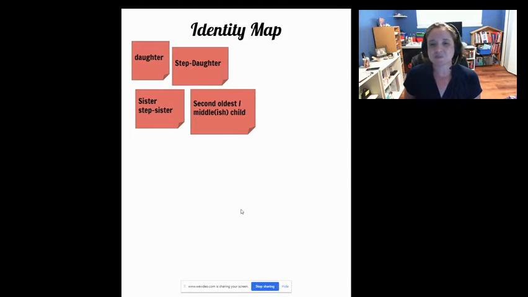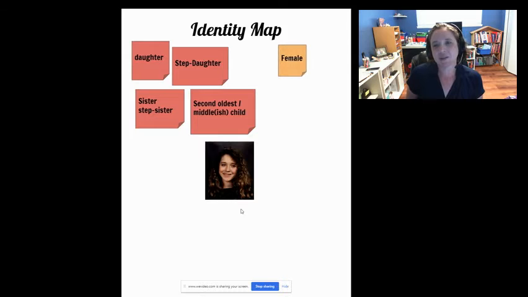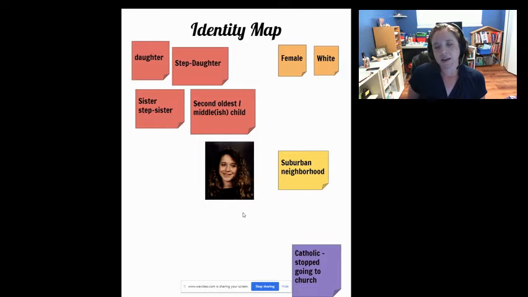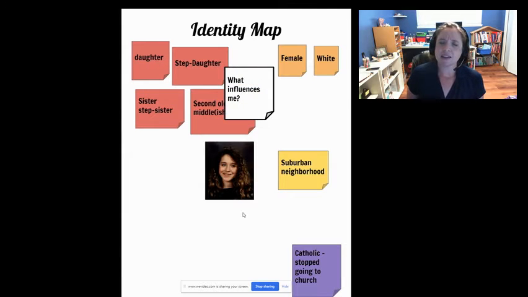And then I was also thinking that I identify as female and white. And I grew up in a suburban neighborhood, actually just across the river in Milwaukee. I'm Catholic. I was raised Catholic, but by middle school, we stopped going to church, so we weren't really practicing Catholics. And then the next question that I thought about is, what influences me?